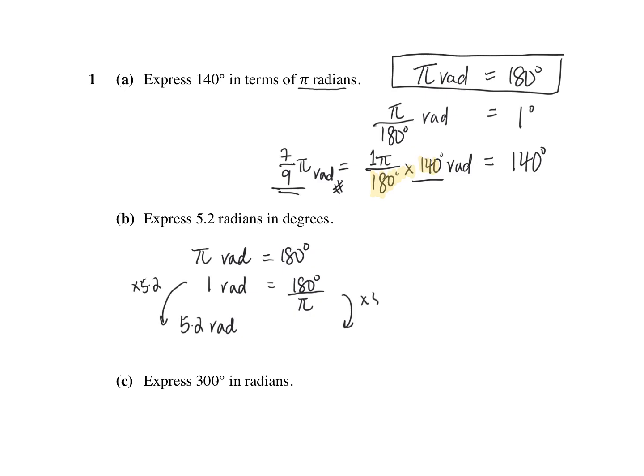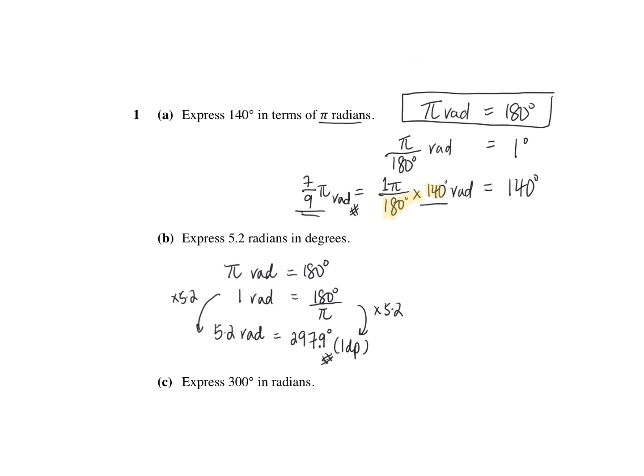So you do the same thing. This question never say leave in terms of pi, so you just give me in decimal. So 1 dp for angle. Okay, 1 dp for angle. So again, this is Progress Tracker 4B in your Google Classroom.